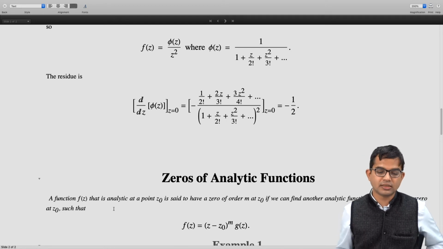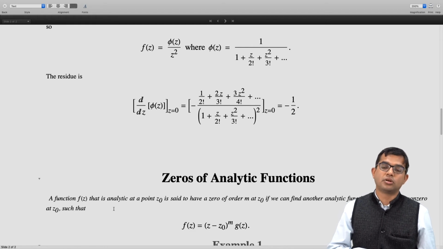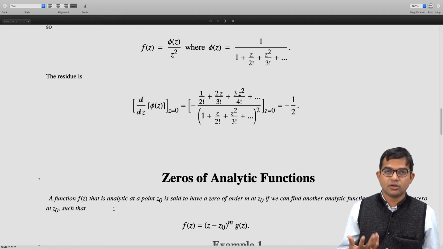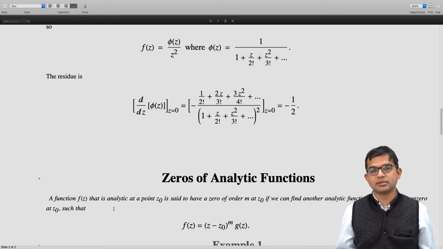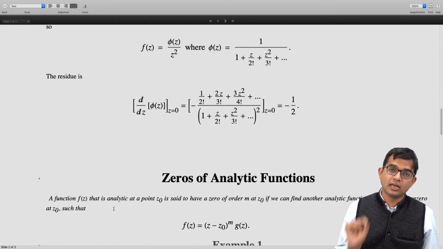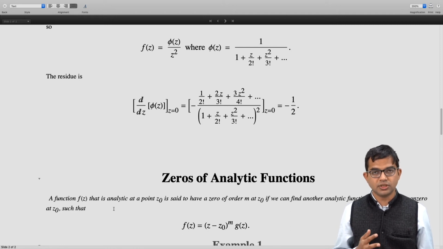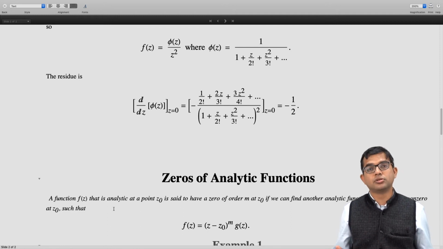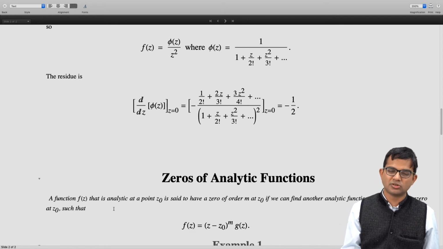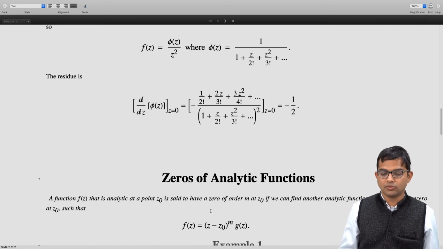A function f of z that's analytic at a point z0 is said to have a zero of order m at z0 if, first of all, f of z0 must be 0, and it's not just 0, but it's a zero of order m. So what that means is that you'll be able to write down f of z as z minus z0 to the power m times g of z, where g of z is an analytic function which does not become 0 at the point z0, right? So that's important. So g of z is analytic at z0, and it's also non-zero at z0, and so you should be able to pull out this factor z minus z0 to the power m, and then you say that it's a zero of order m, right?